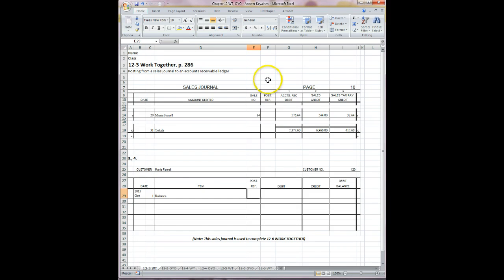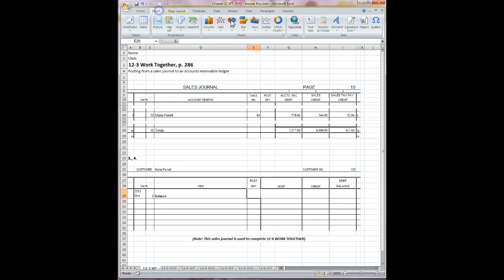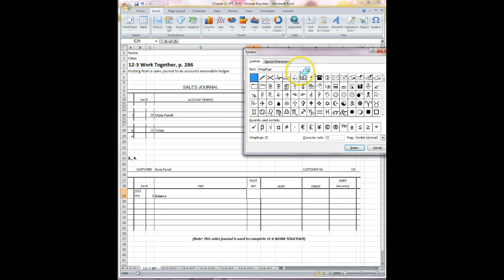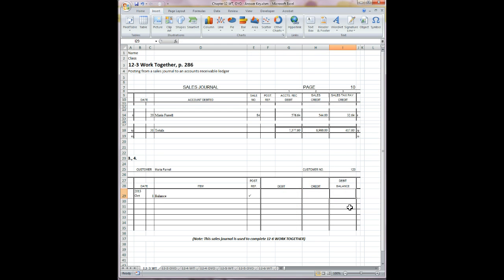So we're going to put a check mark in the post reference column, right? And that tells us that this didn't come from a journal. Like I said, this may have come from a prior page. It came from the book in particular. So we're going to go insert, symbol, in Wingdings, check mark, insert. All right, so we had a debit balance of $212. Okay, does this look right? It looks right to me.